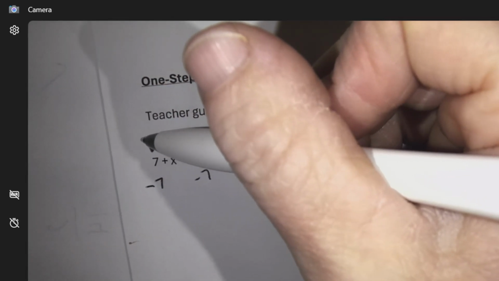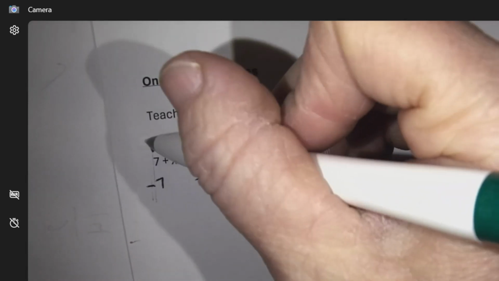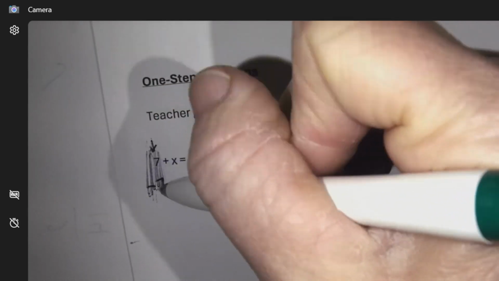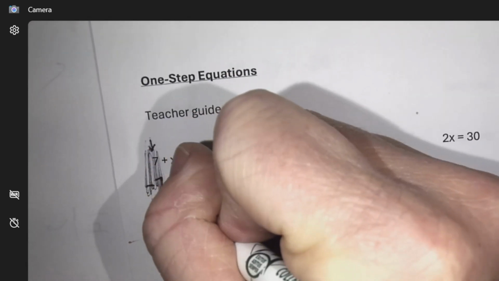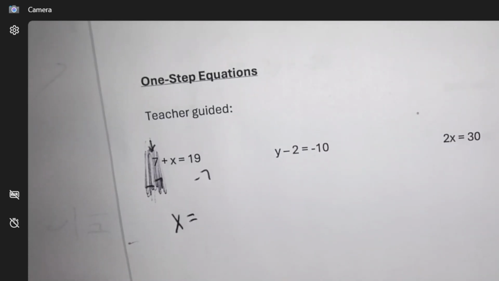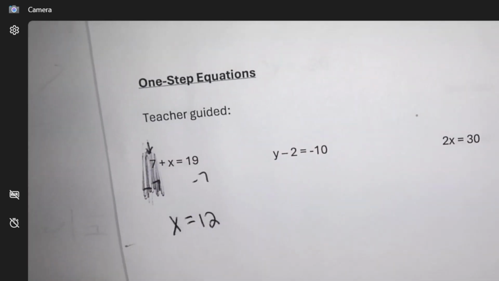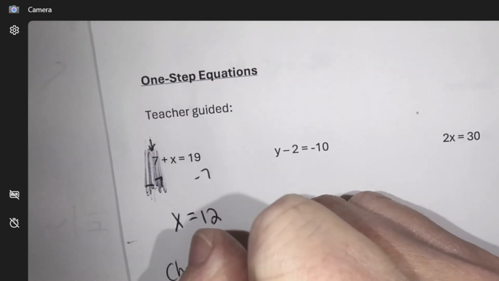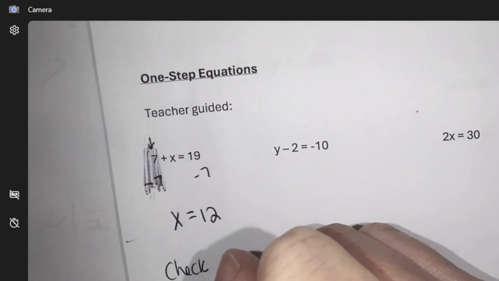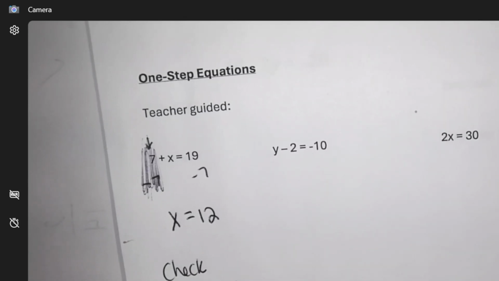Okay? Here's what always happens when you're doing this work properly. The goal is to cause something to disappear, because 7 subtract 7 is 0. That's disappearing. So now that was the goal. Get x alone. X equals 12. Okay? Every time you solve an equation in math, you always have the ability to go back in, plug it in. So if I wanted to check, I could go 7 plus 12. Does that equal 19? Would that work? Yeah.